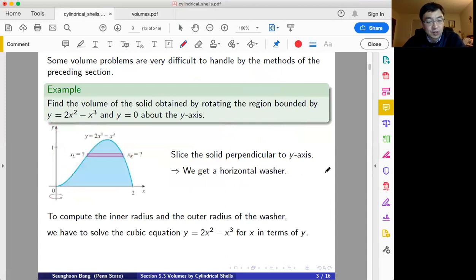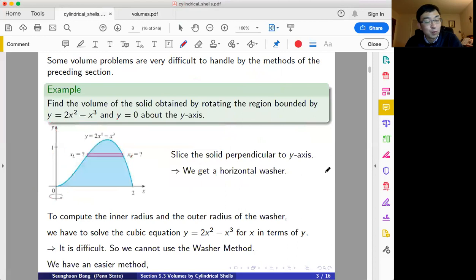So we can compute inner radius and outer radius of the washer. We have to solve the cubic equation y equals 2x squared minus x cubed for x in terms of y. It is difficult. So we cannot use the washer method. How can we solve this problem? We have one easier method. Today's topic, the method of cylindrical shells.